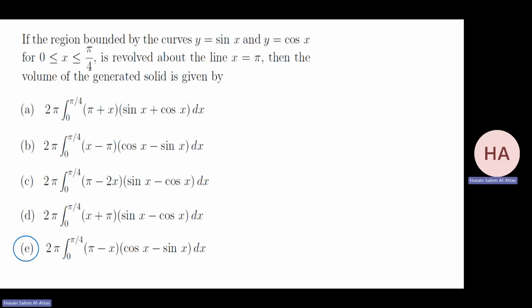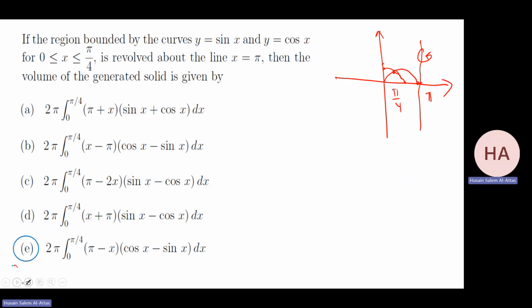The region bounded by the curves. Need to be careful. Here, y equals sine, y equals cosine. That will be sine. Actually, I did up to pi over 4, and that will be cosine. This is pi over 4. And revolve about the line x equals pi. This is pi. This is my axis of revolution.